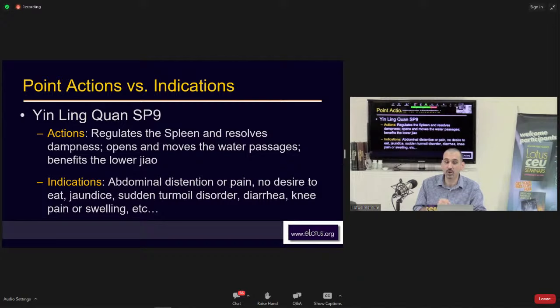When we open Deadman, we're going to see a section that has the actions. This is what spleen 9 does. And the indications, the list of disease presentations or symptom presentations, are separated out. Books like CAM only have indications. Why is that? That's because, and I'll give you two quotes.